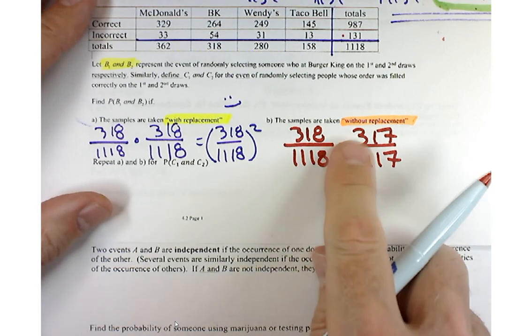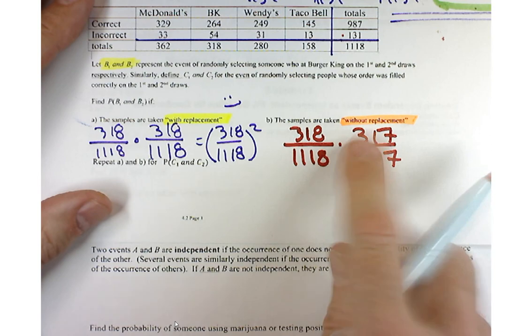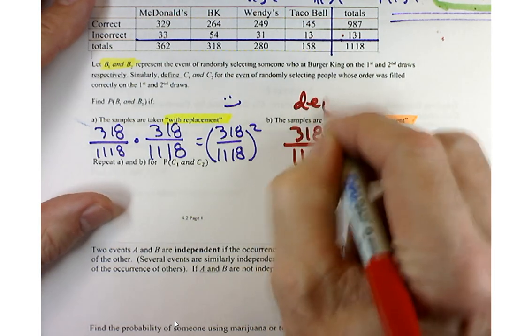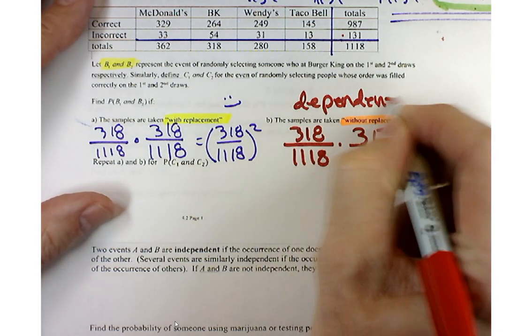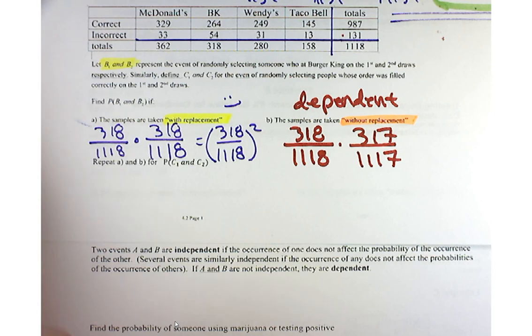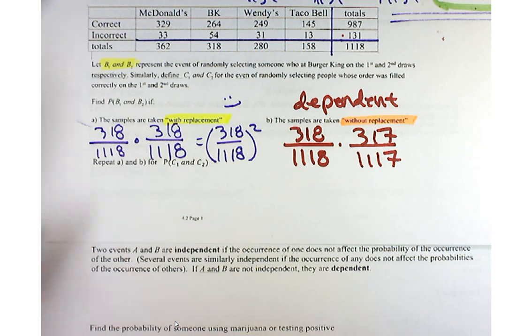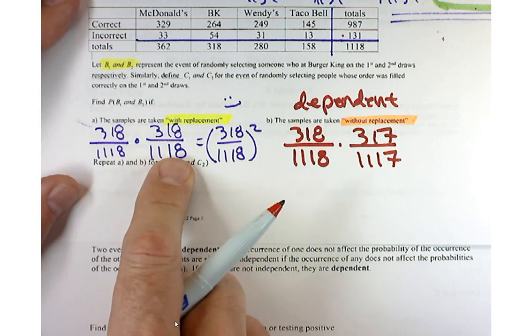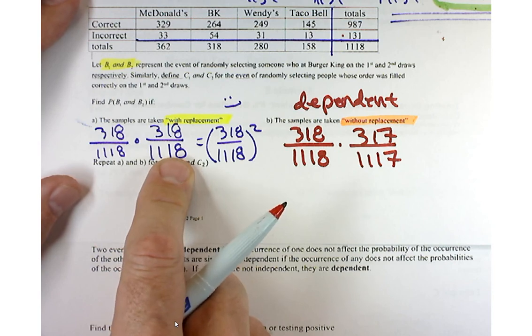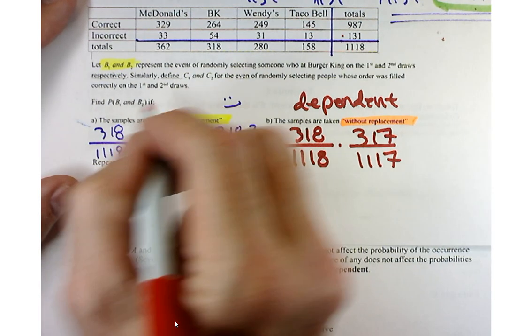So here, sampling without replacement, that's going to lead you to dependent events. What happened on the first result changed the probability of the second result. How about over here, sampling with replacement? Did what happened on the first result change the probability of the second result? Nothing? No. So these are independent.